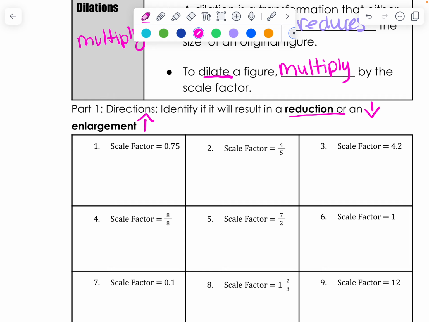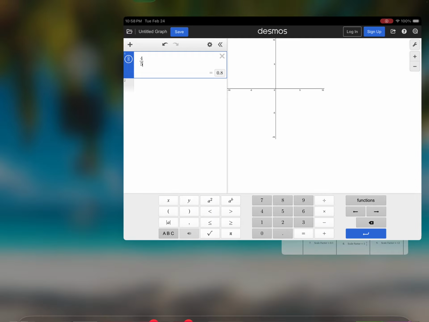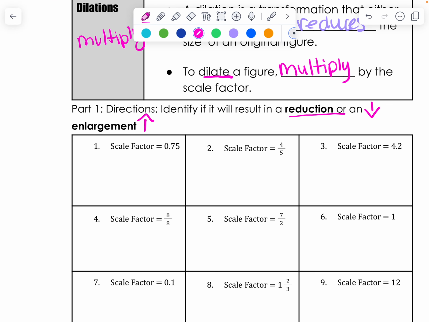4 fifths. So again, we're going to go to our Desmos, and we're going to put 4 divided by 5 so we can see what the decimal form is. So that's like 80 cents. So I'm going to go ahead and write that down. Is 80 cents bigger than $1 or smaller than $1? It's smaller, so this would be a reduction. That means that the picture will get smaller. So if I was to multiply a picture by 4 fifths, it's going to get smaller, it's going to reduce.